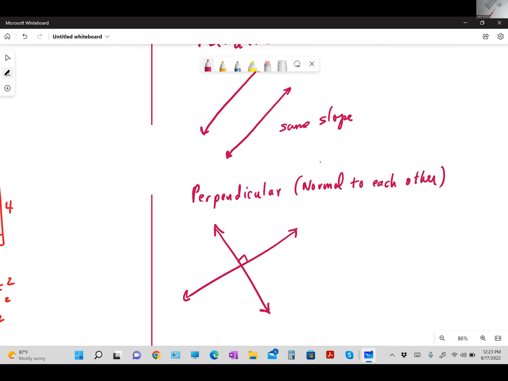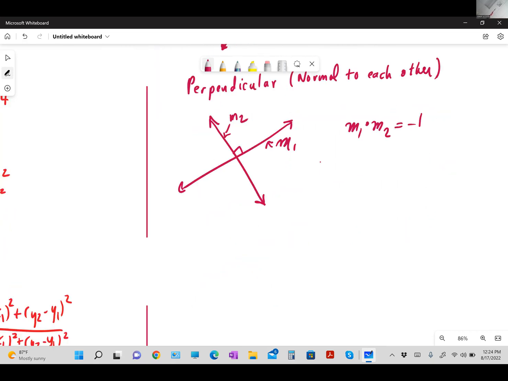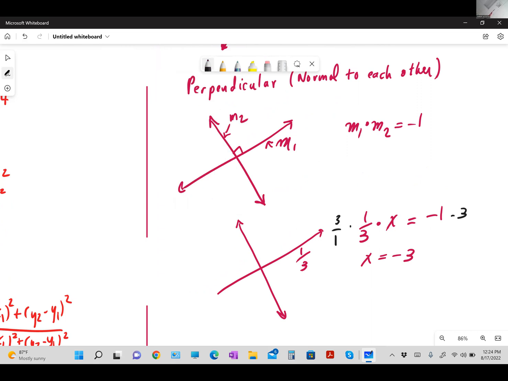And what's interesting is that if you take the slope of this line, let's call it M1, and the slope of this line, M2, and you multiply them together, M1 times M2, guess what number you get? You get -1. So essentially that means if this were 1/3, then what number would I multiply 1/3 by to equal -1? Well, x must equal -3. Right? I would have to multiply both sides by the reciprocal.